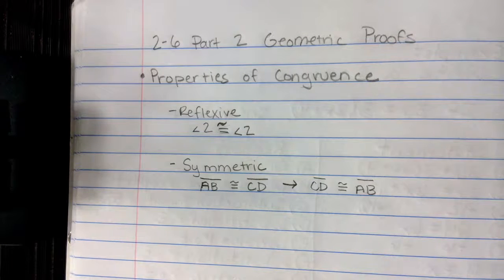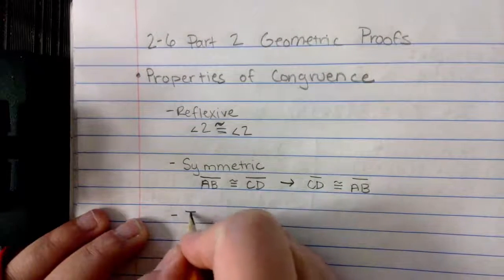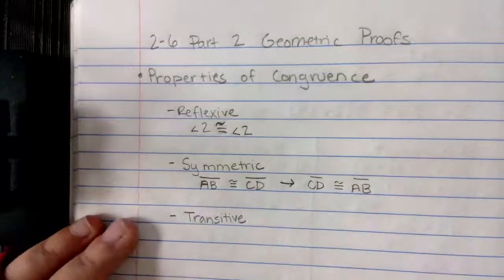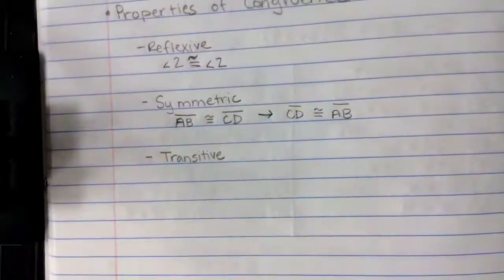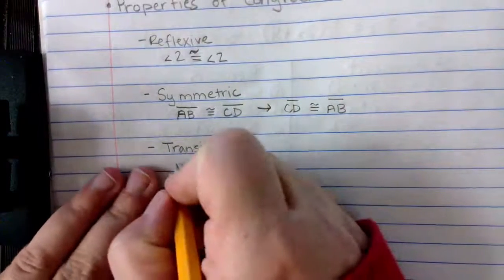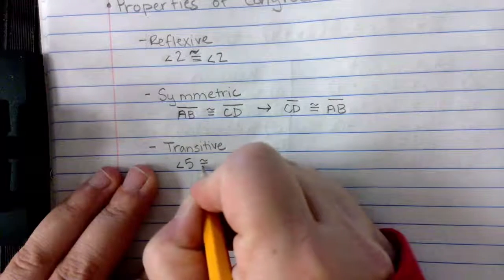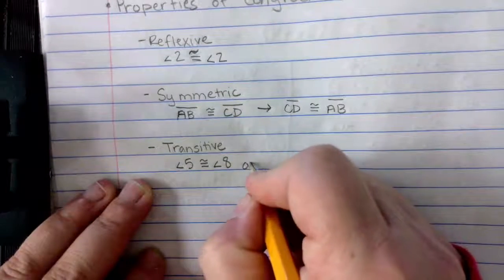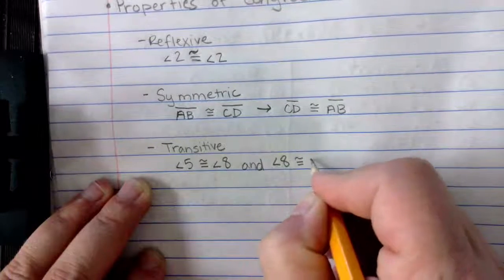Okay, and then our last one with properties of congruence is our transitive property of congruence. It's really similar to our transitive property of equality. So let's just do angles because that can go a little bit faster. If we know that angle 5 is congruent to angle 8, and we know angle 8 is congruent to angle 4.